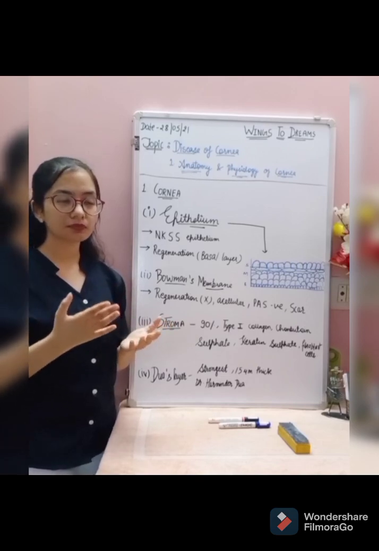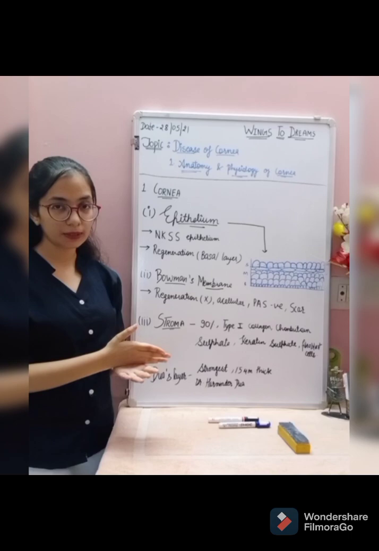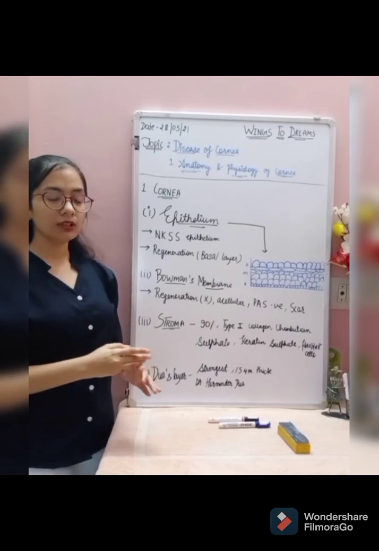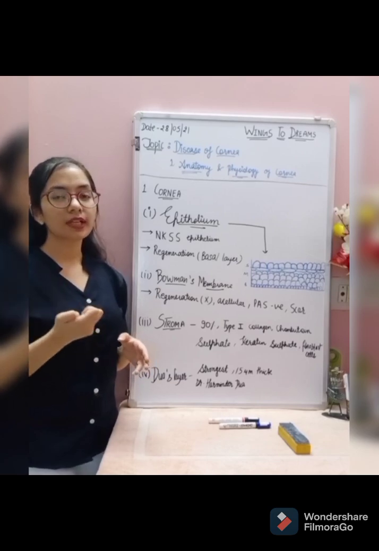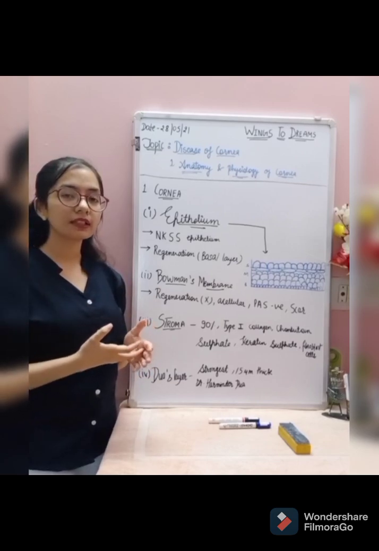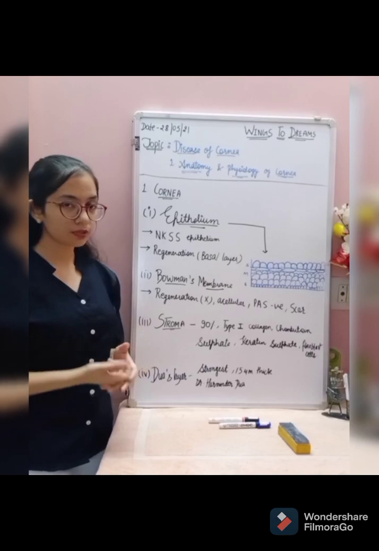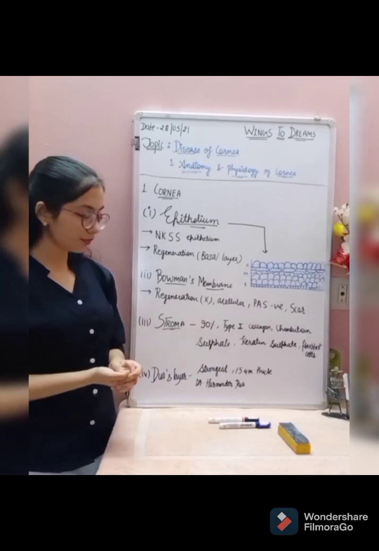It has the function of maintaining stability of all the layers of the cornea, and it contains fibroblast cells that help in the phagocytosis of foreign particles, which helps in prevention of infection. Okay, with the help of these types of cells.